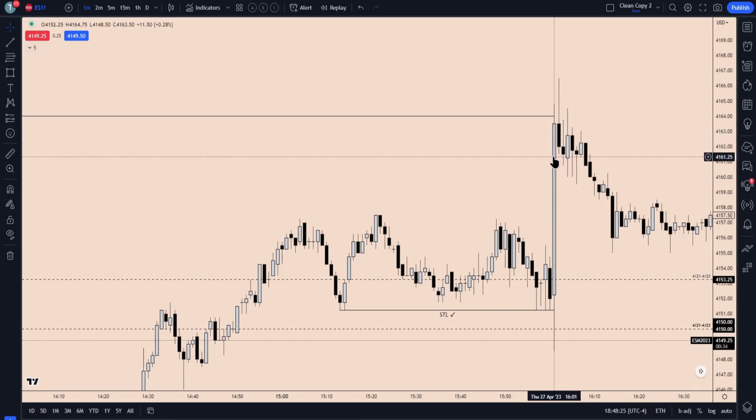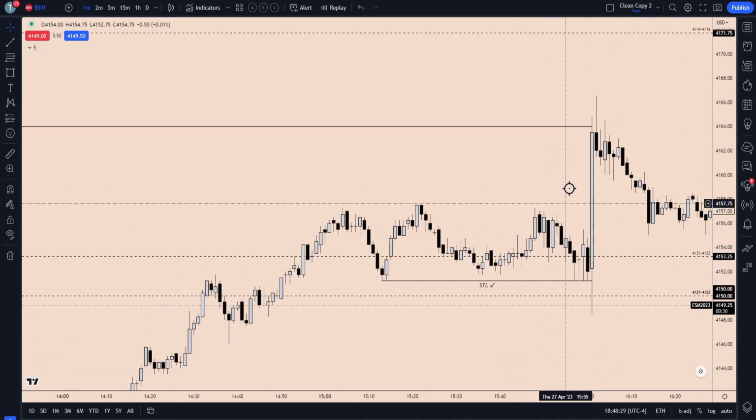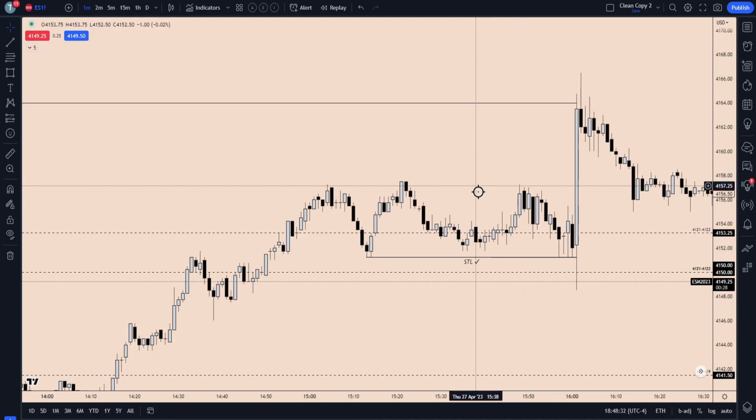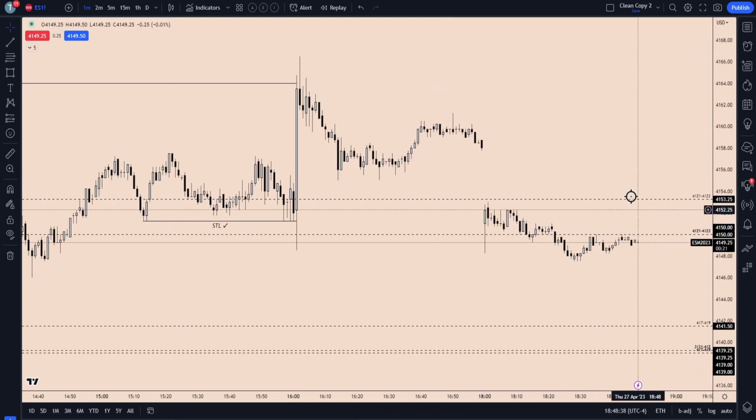And notice it happened right at 4:01. So 1 minute a little late, but that's allowed. That idea still played out beautifully. Went from that discount straight to that premium. And just like we mentioned, now we're consolidating just around that new week opening gap again.